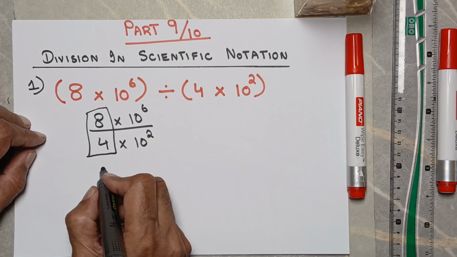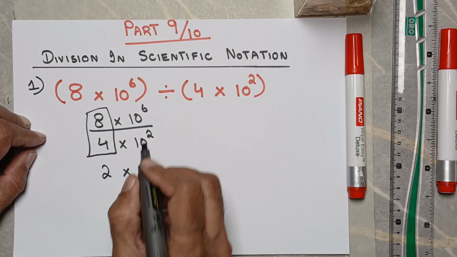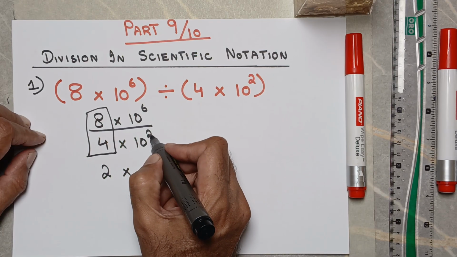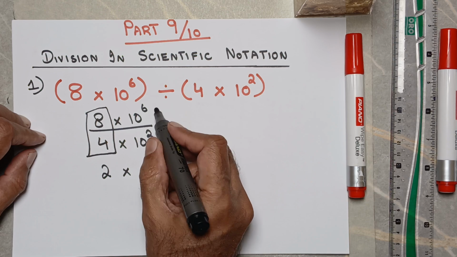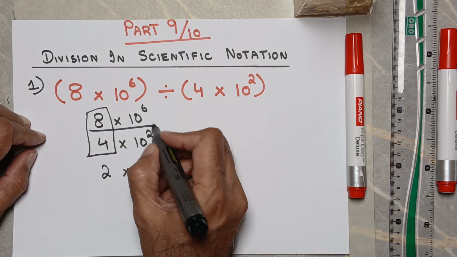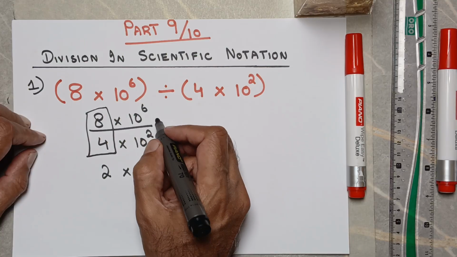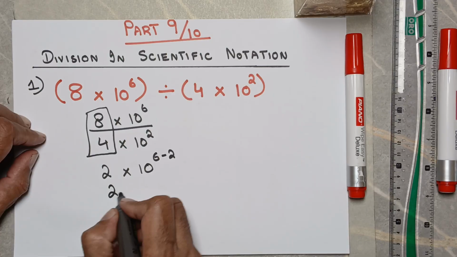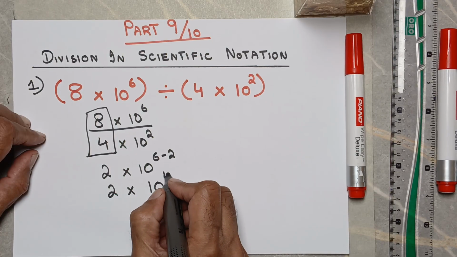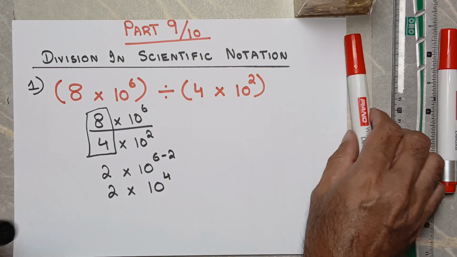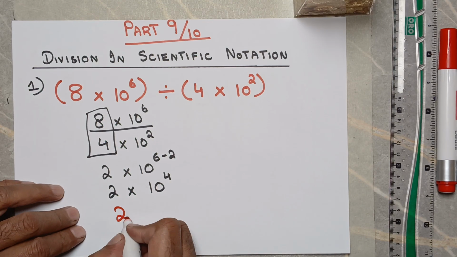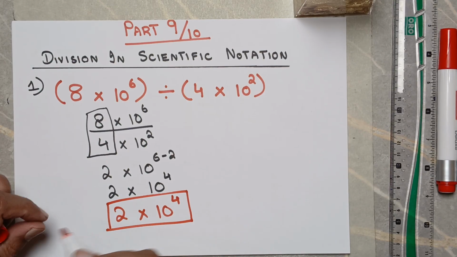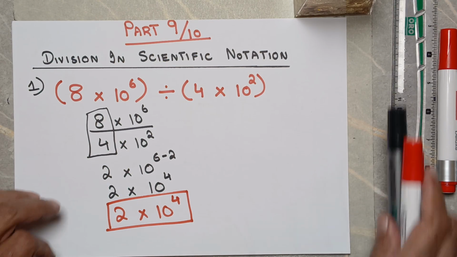As you all know, it is 2 times, now here it is 10 raised to the power 6 and 10 raised to the power 2. Simply shift this exponent 2 towards the numerator side. When you move this 2 towards the numerator side, it will be 10 raised to the power 6 minus 2. So your answer will be 2 times 10 raised to the power 4. Here it is your answer. Now let's move on towards question number 2.